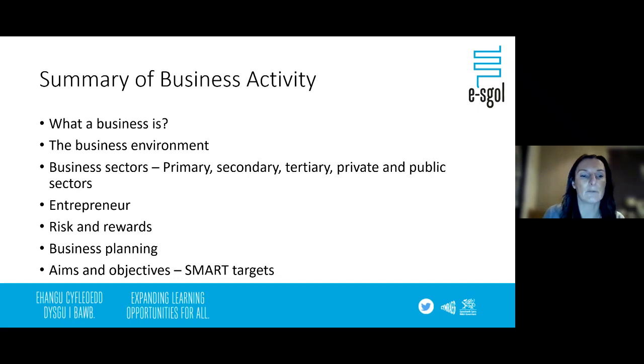We looked at risks and rewards, business planning, what's in a business plan, and how a business plan might fail. We looked at aims and objectives, and SMART targets as well. Your aims are your overall goals, what you want the business to achieve over a number of years, and your objectives are your specifics. Within your objectives, you should have SMART targets, which are specific, measurable, agreed, realistic, and time specific.